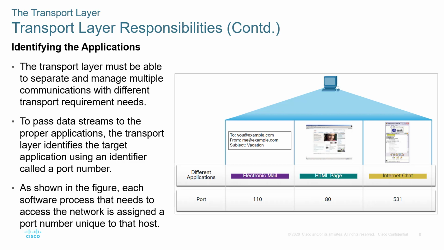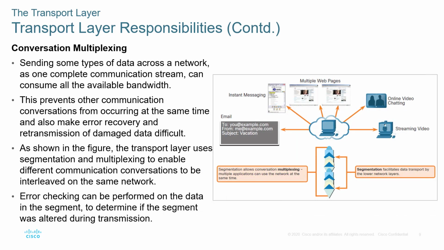It uses port numbers. Remember, because you can handle multiple conversations like email, web page, and internet chat all at the same time, there has to be some type of conversation multiplexing. Basically, this is taking the ability to have different types of data across the network, whether it's streaming, whether it's web traffic, whether it is online video chat, and putting it all together so that it can process correctly. So again, the segmentation will allow the conversations to multiplex, meaning multiple applications can use the network at the exact same time, and this is done through the segmentation portion.